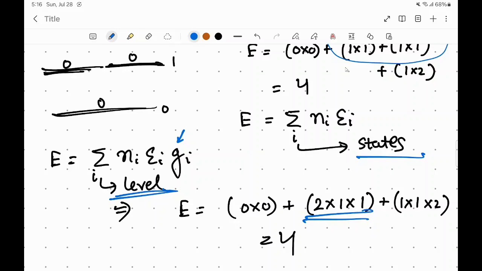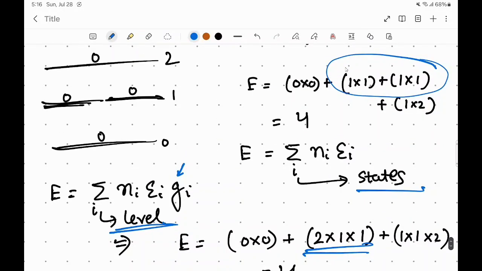Please repeat it again. If there is a restriction that I cannot place two particles in one level, or then state? One state. Okay. Then can I think of degeneracy? Yes, obviously, there will be various levels.